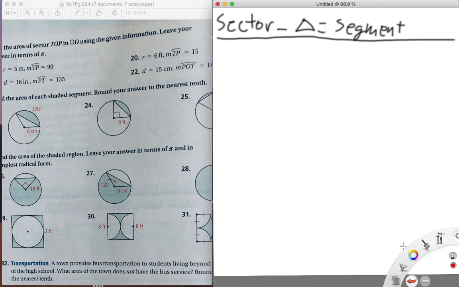So the first part is the area of the sector. We know that sector is some portion of it. In this case, it's 90 degrees. 90 degrees over 360. Divide top and bottom by 9. That's 1/4.